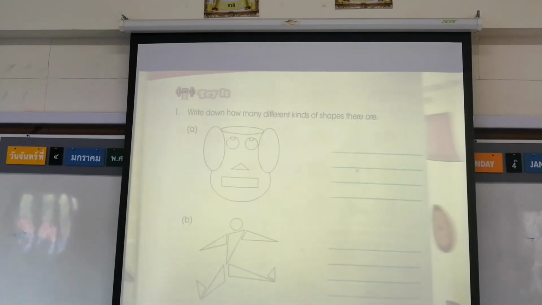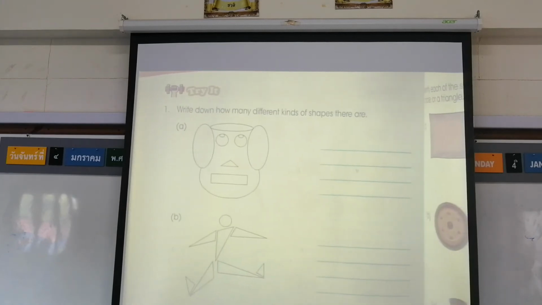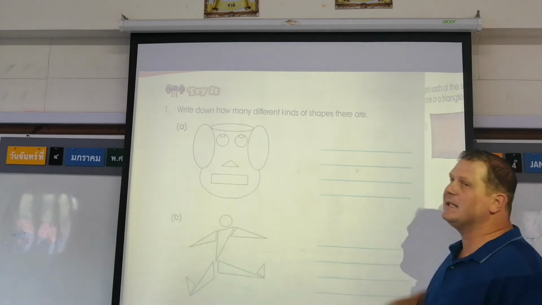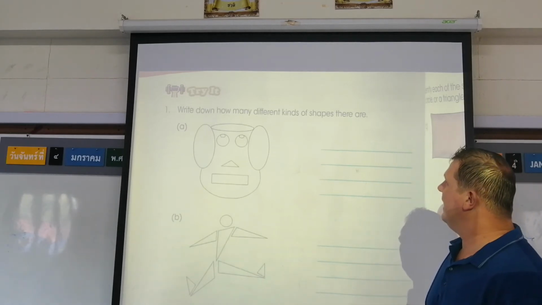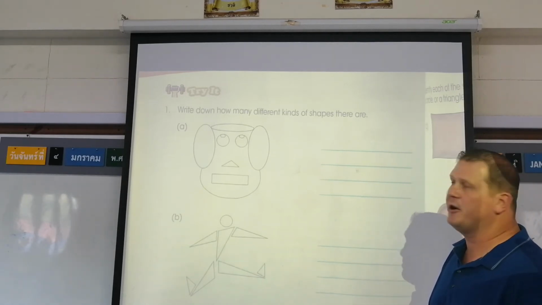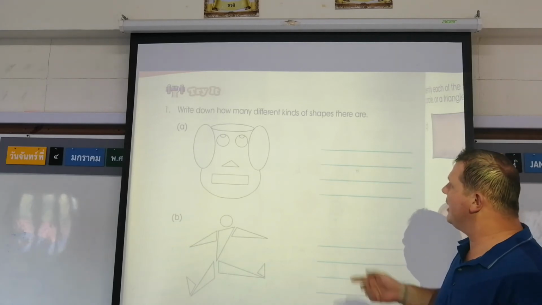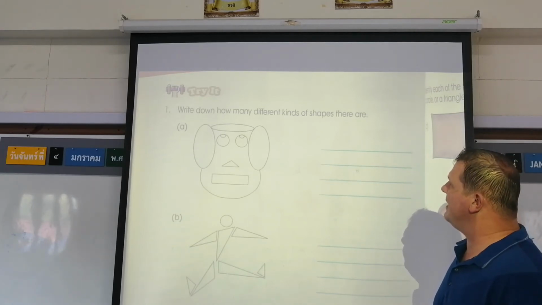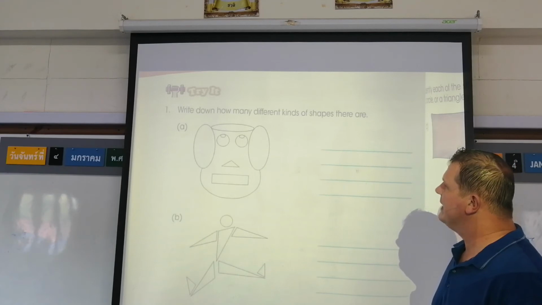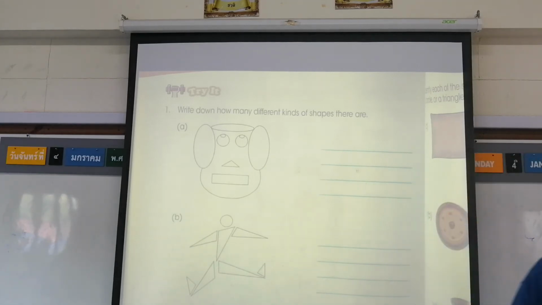All right, guys, I'm going to do this now. Just have a look when we review the work. We're going to have a look at this page in more detail, and we're going to count it. I'm going to show you the answers. But look at it for now. Write down how many different kinds of shapes you see. At home, you can count.